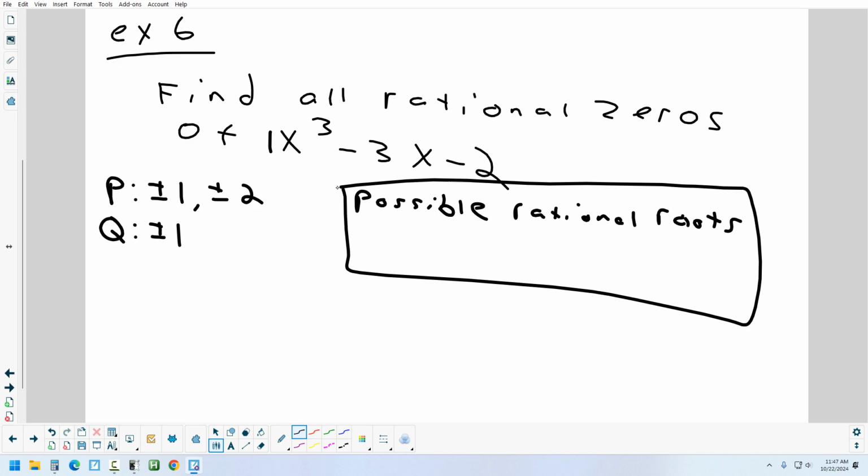Plus or minus 1 and plus or minus 2. Since q is 1, dividing by q doesn't do anything in this problem. It's just plus or minus 1 over 1, plus or minus 2 over 1.